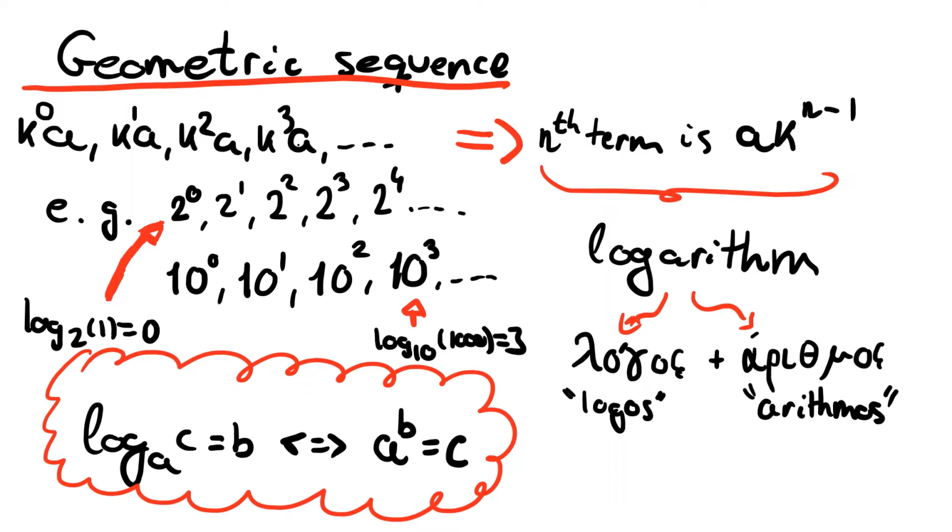Using our examples of sequences, we have that the logarithm in base 2 of 1 will be 0. And for example, the logarithm in base 10 of 1000 will be 3.